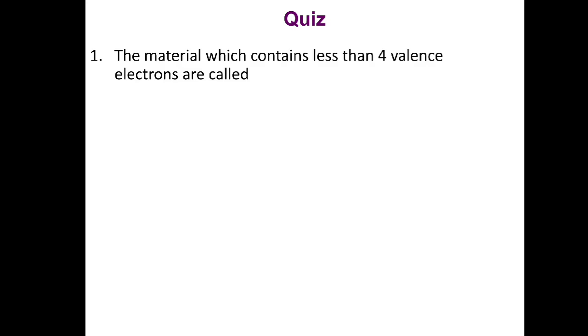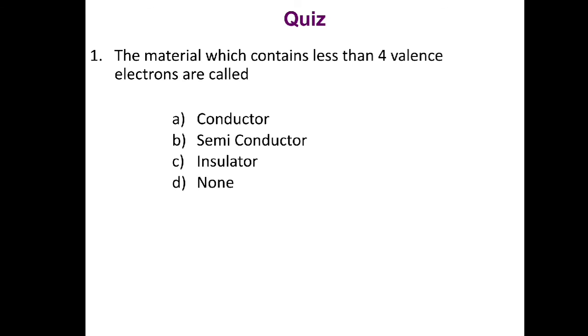Let us have a small quiz. The material which contains less than 4 valence electrons is called: A. Conductor, B. Semiconductor, C. Insulator, and D. None of the above. The answer is conductor.